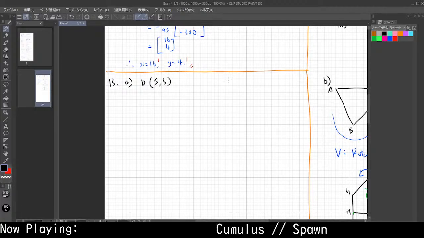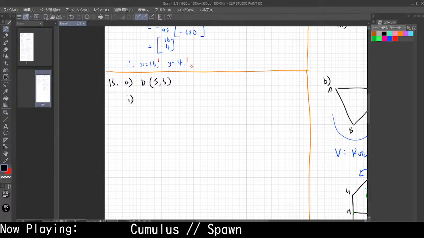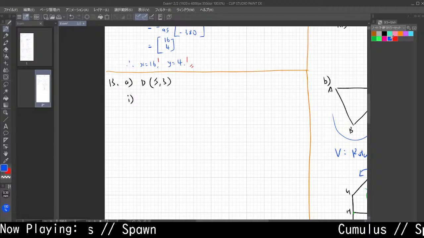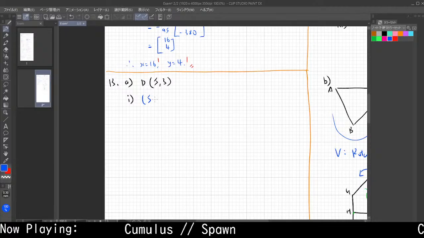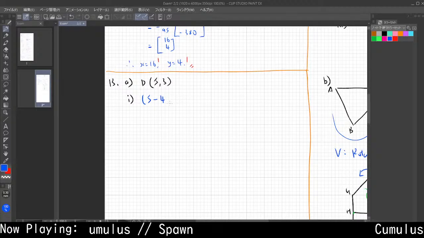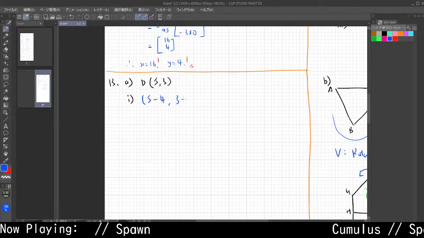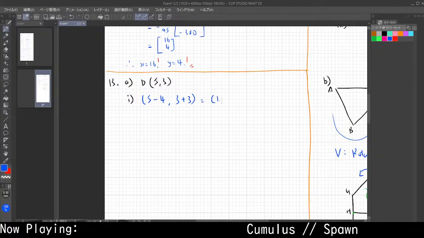Okay. So part 1 asks for the image after going through M. Since M is just a translation, -4, 3, same thing as in question 12, you can just take your object and add your translation to it. So 5 minus 4, 3 plus 3. So you should be able to get your image in this case to be 1, 6.